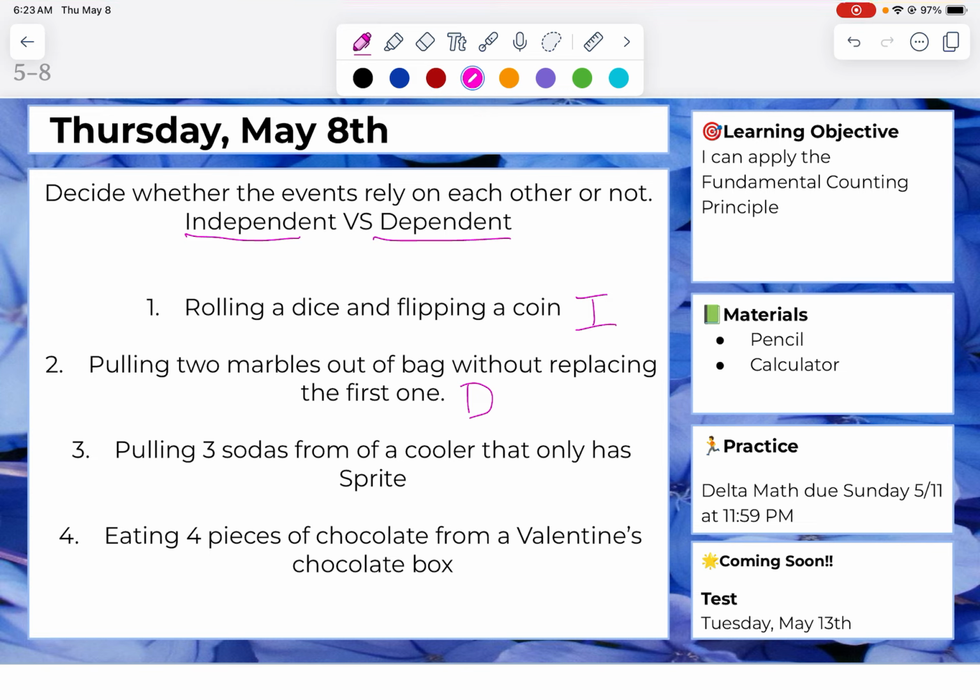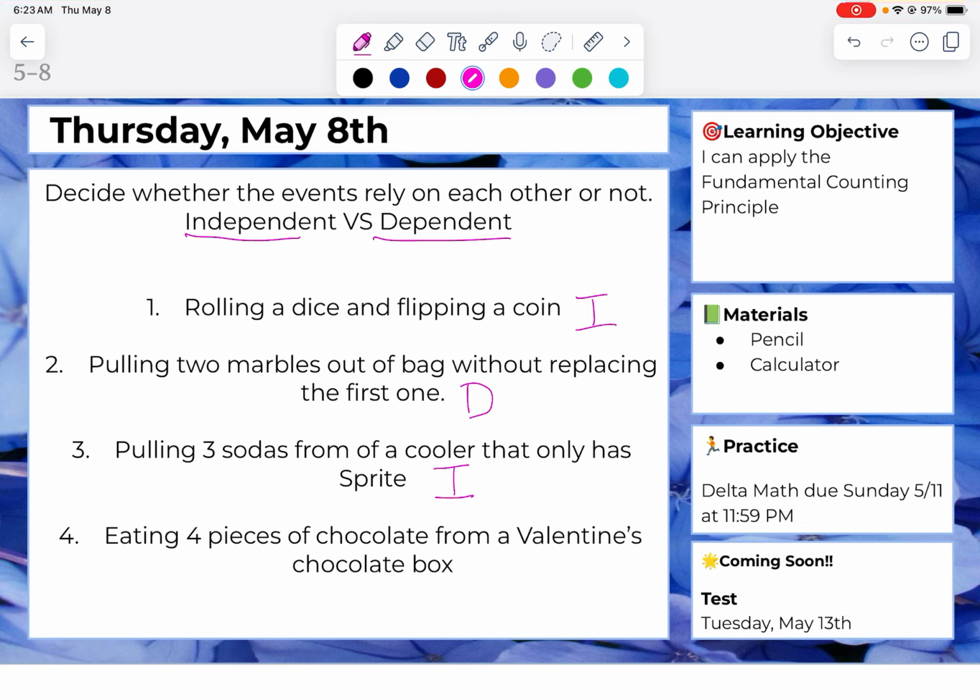Pulling 3 sodas from a cooler that only has Sprite. So if Sprite is my only option, it doesn't matter which ones I pull out, it only has Sprite. So this is independent.